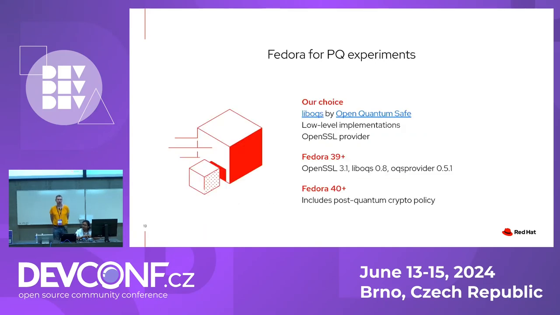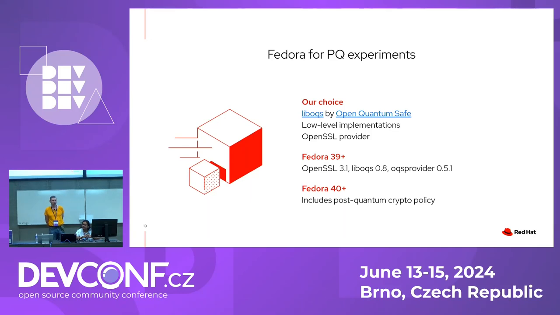Now, Fedora is completely ready for post-quantum, at least for experiments. We have chosen liboqs by the Open Quantum Safe project. It provides implementations of pre-standard versions of the algorithms, and they have also implemented an OpenSSL provider, a plugin for OpenSSL. You can configure it, and post-quantum algorithms become available in OpenSSL. Sahana will show in her part how it works.